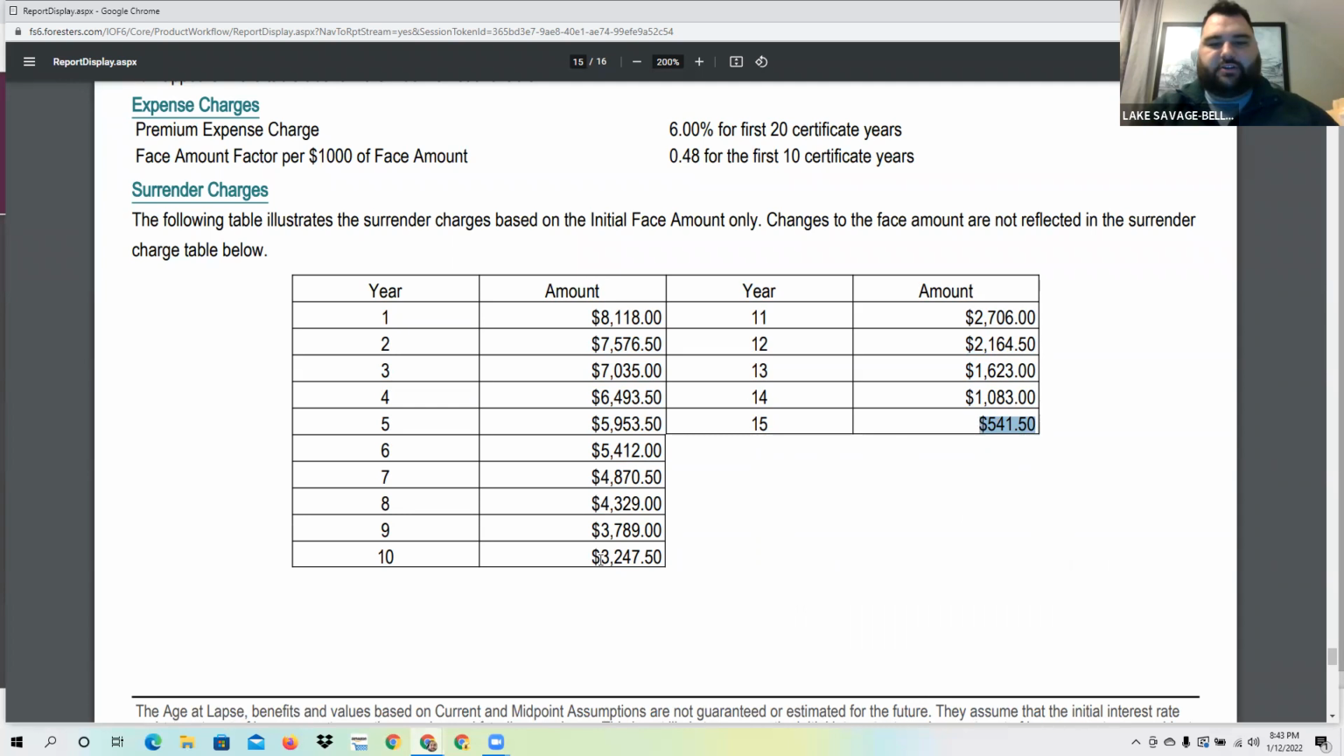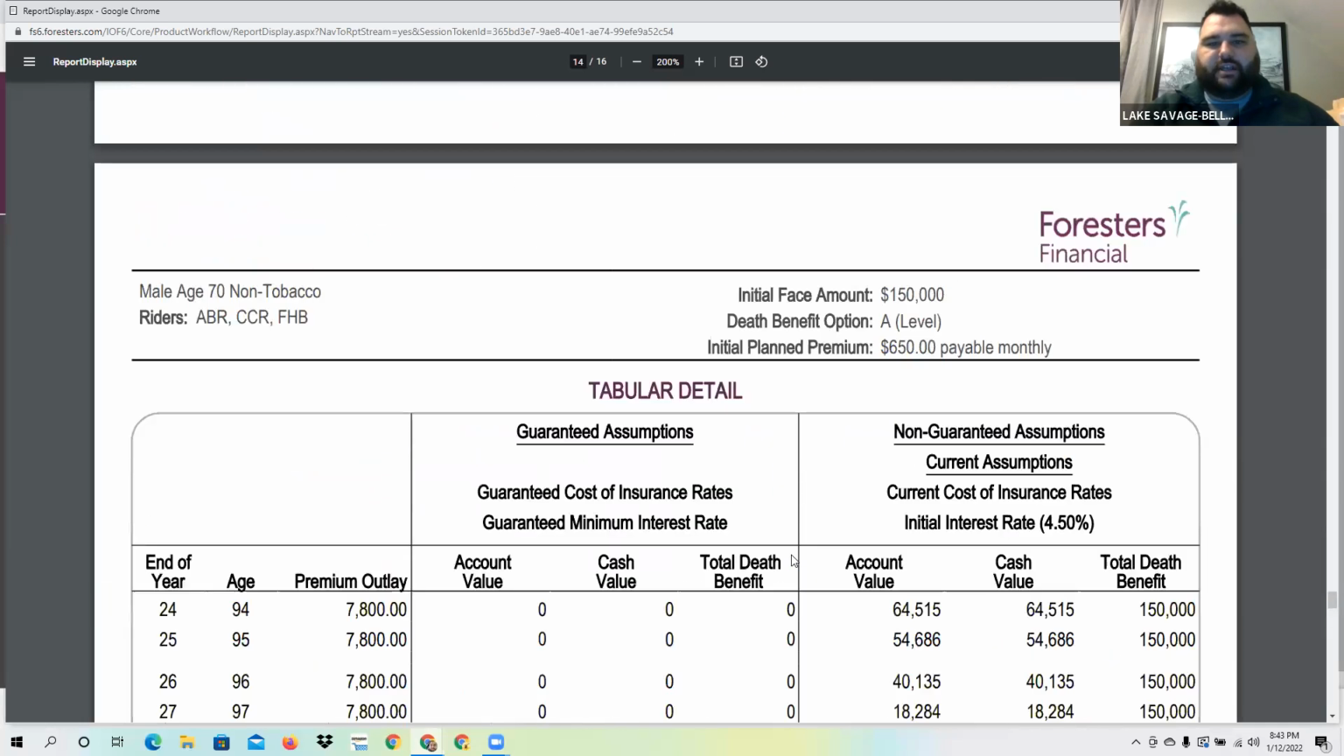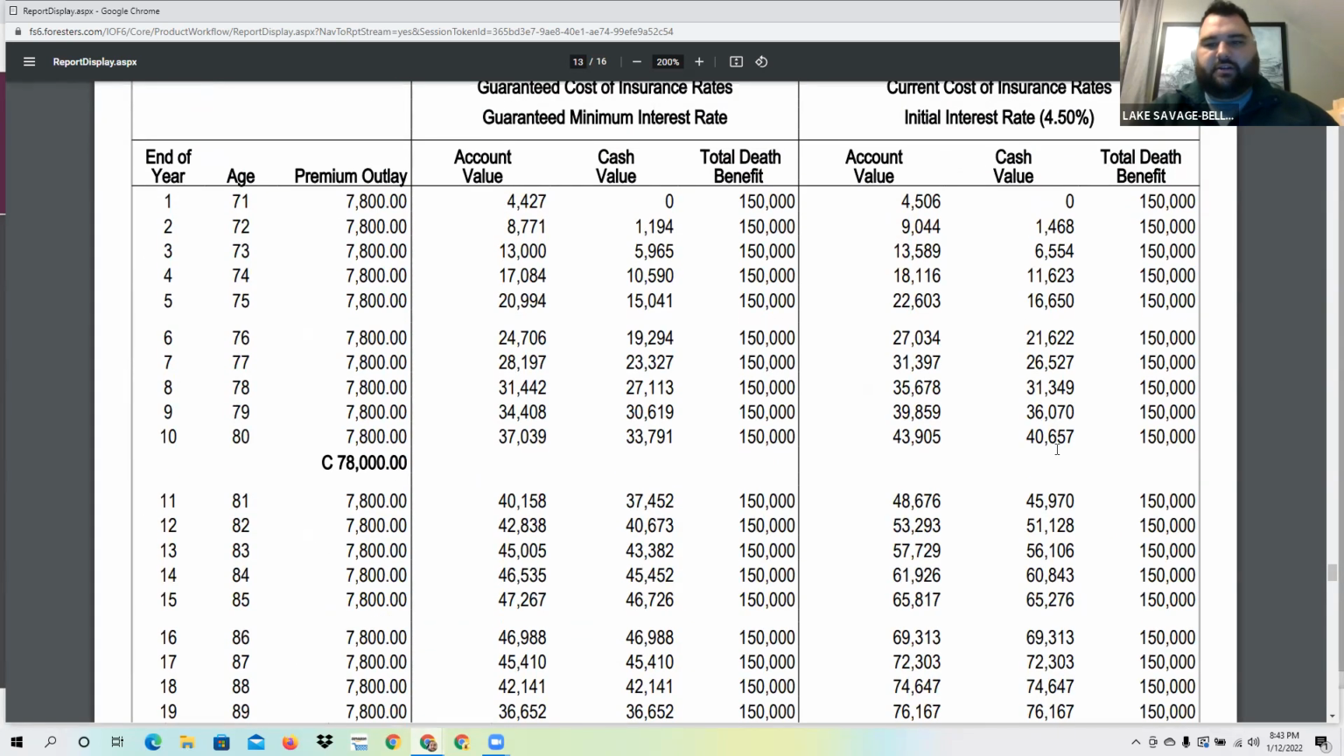If they have a 10-year term, you're going to take this amount and just subtract it from, you know, whatever they're earning in year 10. So year 10, they'll have 40,000 in cash value. The surrender charge to pull all of that out would be $3,300.